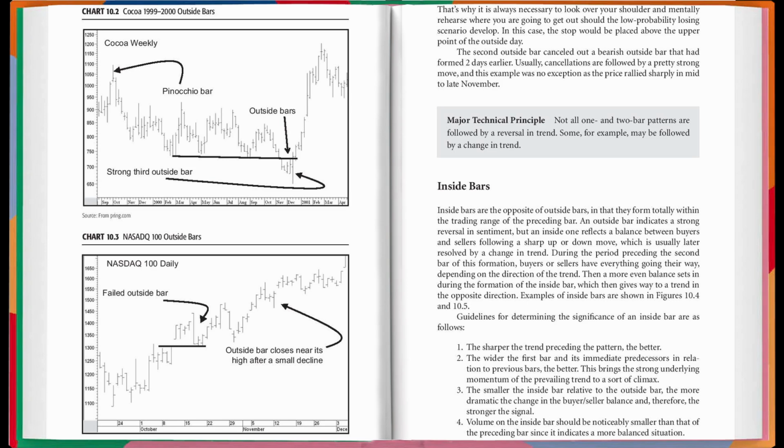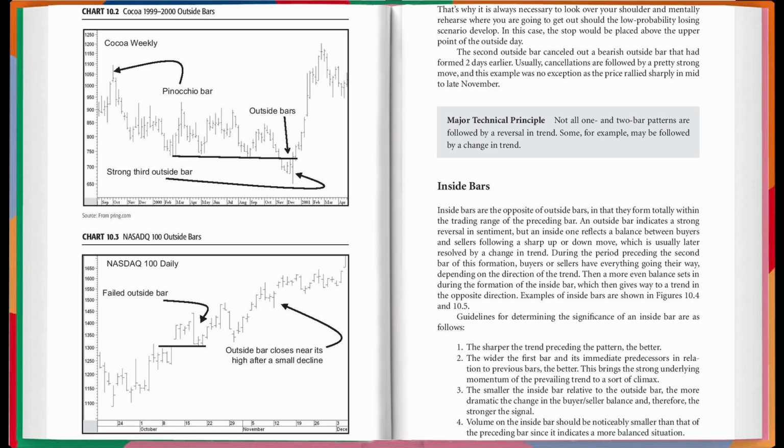Inside bars are the opposite of outside bars in that they form totally within the trading range of the preceding bar. An outside bar indicates a strong reversal in sentiment, but an inside one reflects a balance between buyers and sellers following a sharp up or down move, which is usually later resolved by a change in trend. During the period preceding the second bar of this formation, buyers or sellers have everything going their way, depending on the direction of the trend. Then a more even balance sets in during the formation of the inside bar, which then gives way to a trend in the opposite direction.